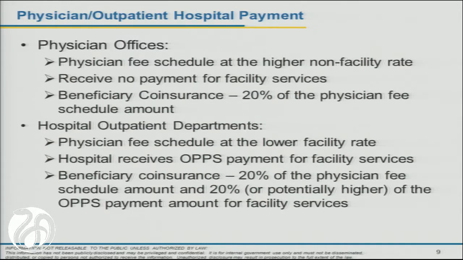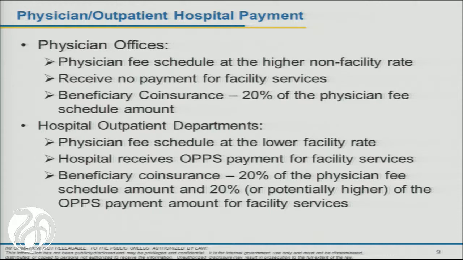So a lot of interest now in comparison across sites. In physician offices, we pay for physician fee schedule services at what we call the higher non-facility rate, to recognize that the physician incurs the cost of the supplies, medical supplies, medical equipment, and clinical labor. But there's no payment for facility services, and the beneficiary coinsurance is going to be 20% of the physician fee schedule amount. So if you go to a physician office, you pay a higher physician rate, 20%, that's it.